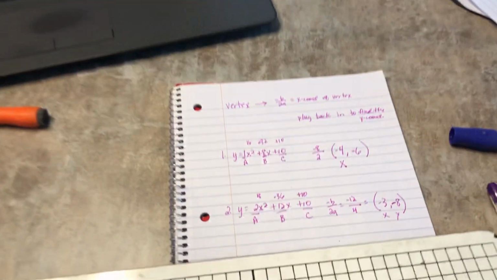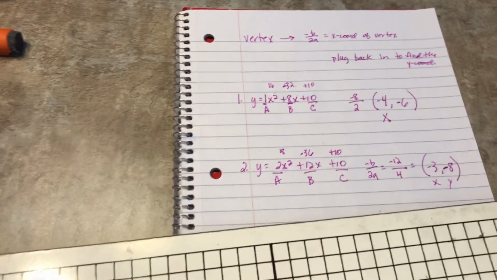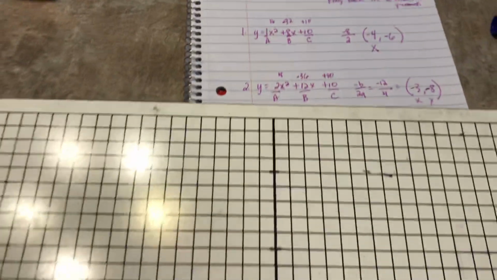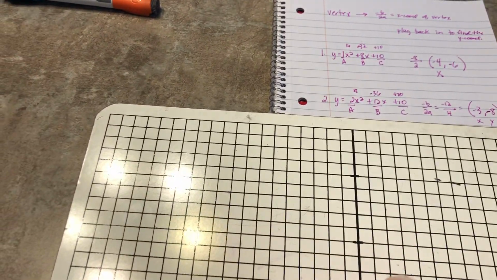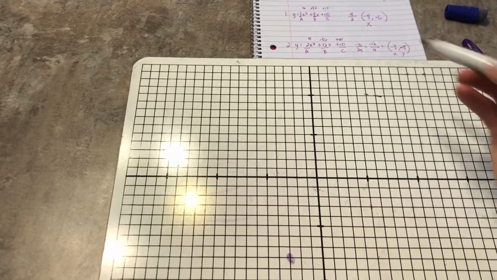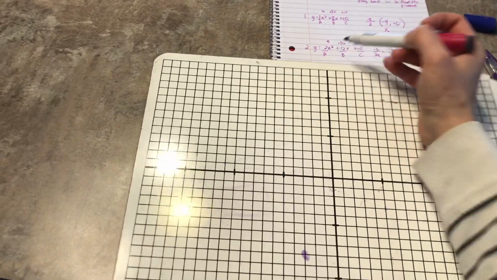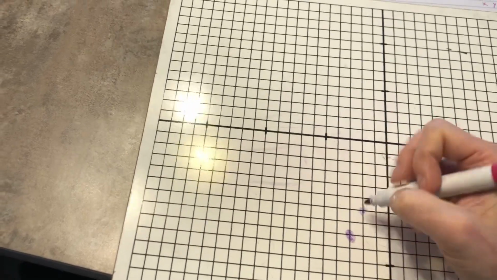So now, if I go to graph this, no matter what form your equation is in, you want to start with the vertex. So I'm going negative 3, negative 8. Okay, so that's my vertex way down there. The next thing that you do is your A value. Well, my A value is 2. So from my vertex, I go over 1 and up 2.